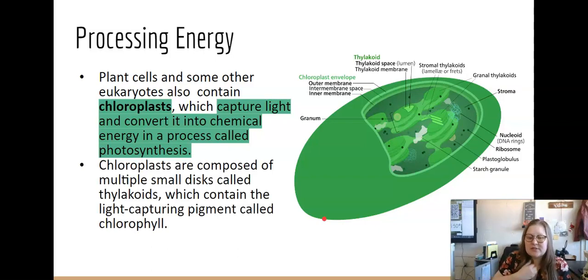Chloroplasts are composed of multiple small discs called thylakoids, which contain the light-capturing pigment called chlorophyll. So it's these little thylakoids down here that absorb the light and help photosynthesis happen.